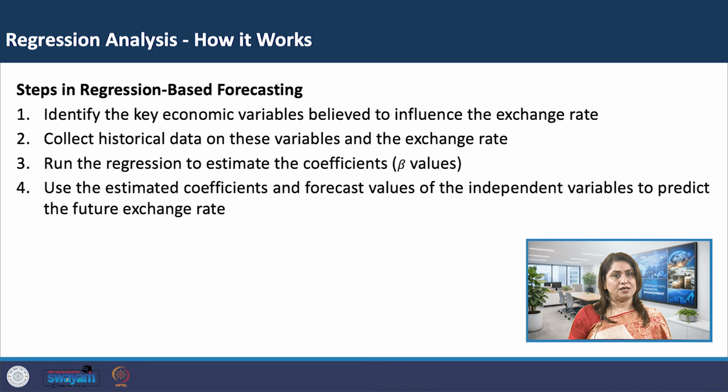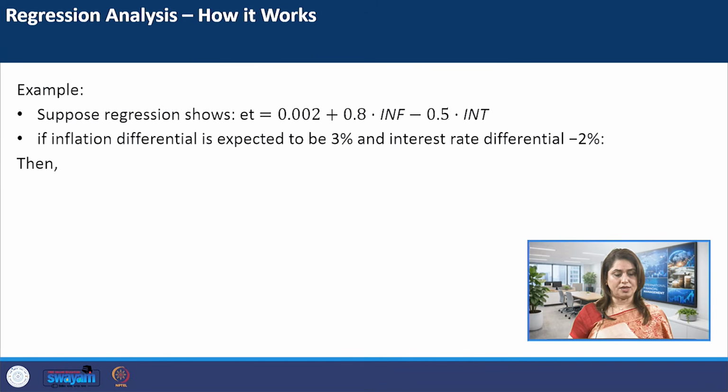The third step is to run the regression using this historical data. The regression output gives us the estimated coefficients, the beta values, which tell us the historical sensitivity of the exchange rate to each variable. The fourth and final step is to use these estimated coefficients together with your forecast of independent variables for the future period to generate an exchange rate forecast. Now, let us see this with a question and let us see how it works.